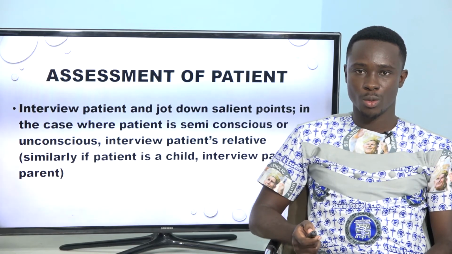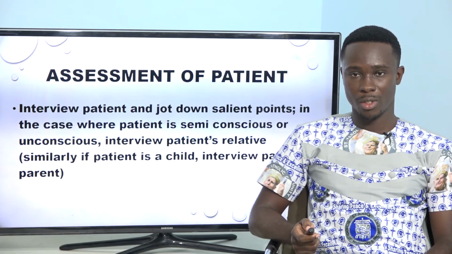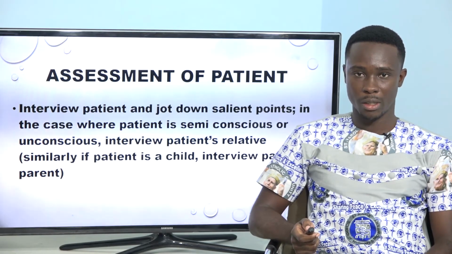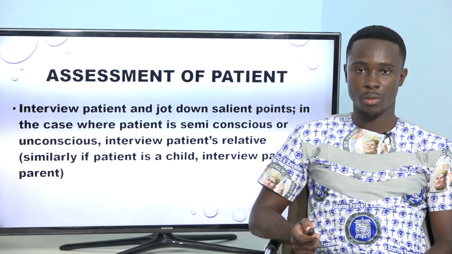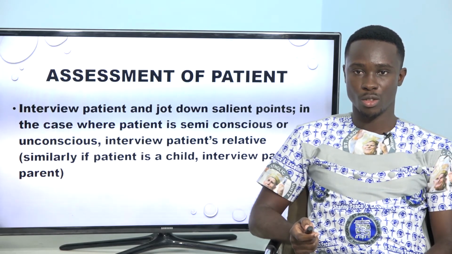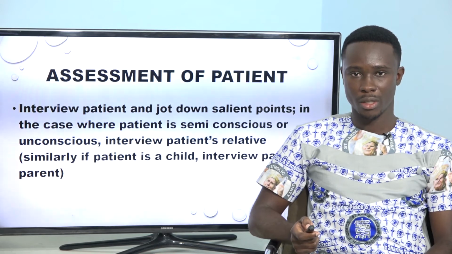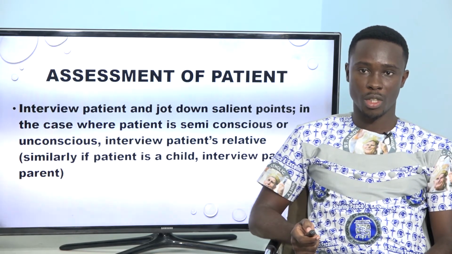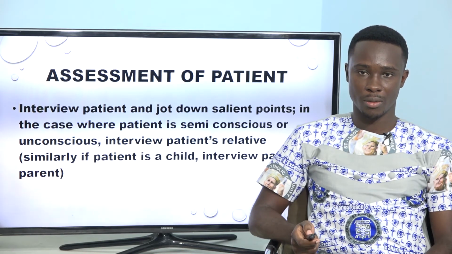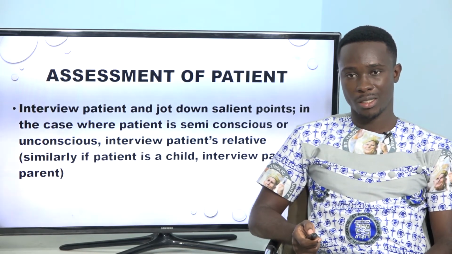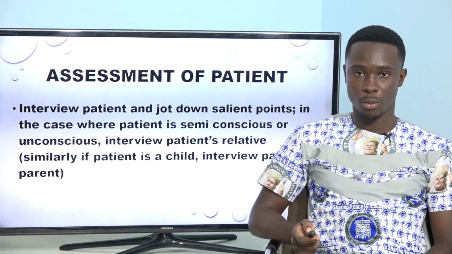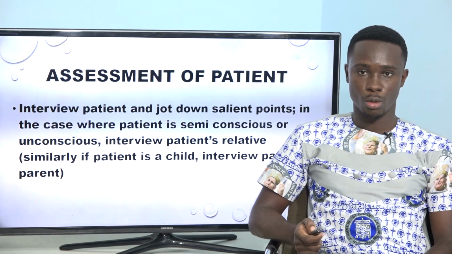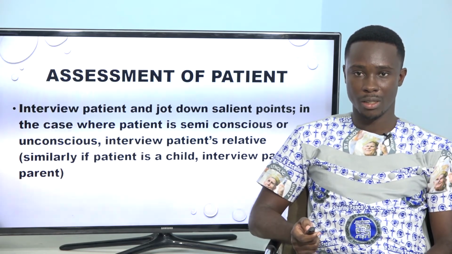So we move on to assessment of patient. We've done assessment of patient as part of Module 1. So to get your information, you need to interview the patient and jot down salient points. In the case where the patient is semi-conscious or unconscious, you have to interview the patient's relative. Similarly, if the patient is a child, you have to interview the patient's parent or caregiver or caretaker.